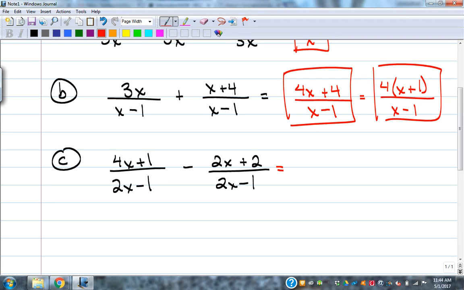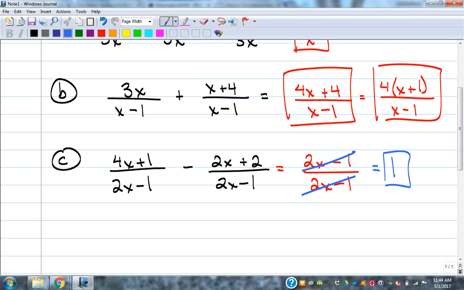So I've got the same denominator, so I can go ahead and do the numerator stuff. So I'm taking the 4x minus 2x. What's 4x minus 2x? 2x. What's 1 minus 2? Negative 1. So we end up with 2x minus 1 over 2x minus 1, which is 1. They cancel each other out, so it turns into a 1. So the final answer is 1. So big ugly problem to start off with, simplified to be 1 by addition, subtraction, and then simplifying.